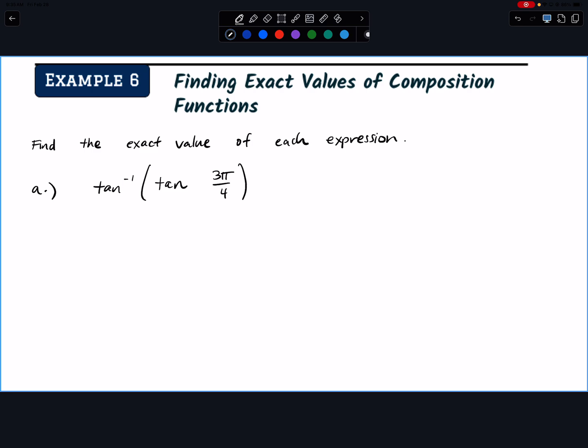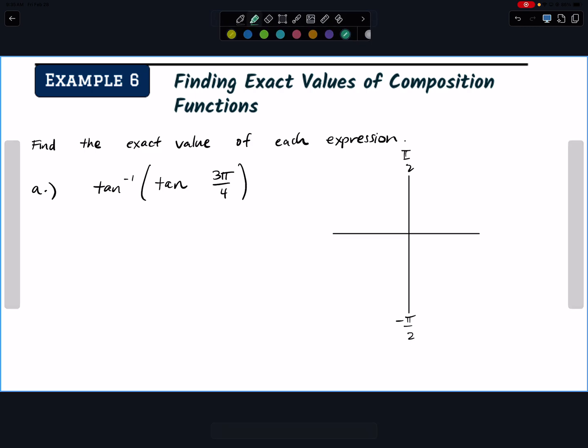Okay, so tangent inverse is on the outside. Whenever tangent inverse is on the outside, you want to think of angles. Is this angle between the two angles that we can use for tangent? Which two angles are we trapped between for tangent? Negative pi over 2 and pi over 2. So do you guys agree that we're looking at these two quadrants? Is 3 pi over 4 within those two quadrants?